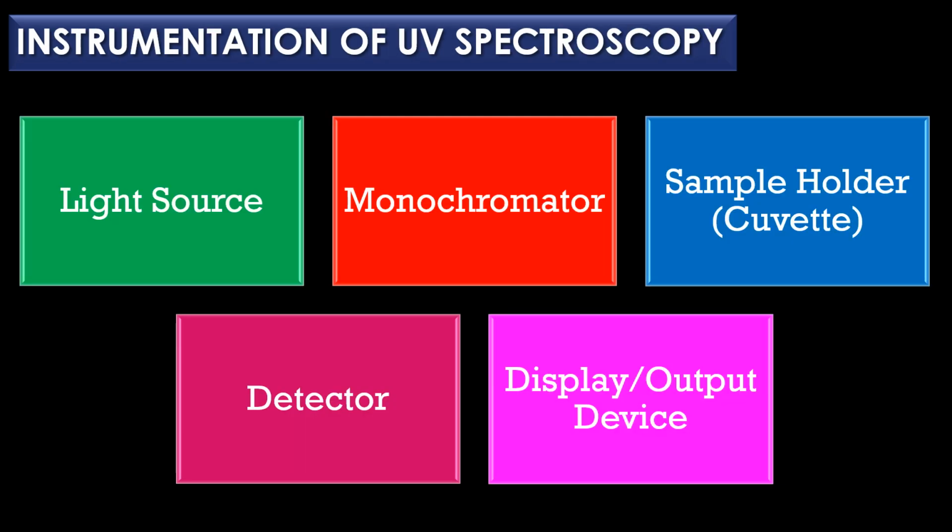Instrumentation of UV spectroscopy. The UV spectroscopy instrument contains 5 major parts. They are light source, monochromator, sample holder or cuvette, detector, and finally display or output device.